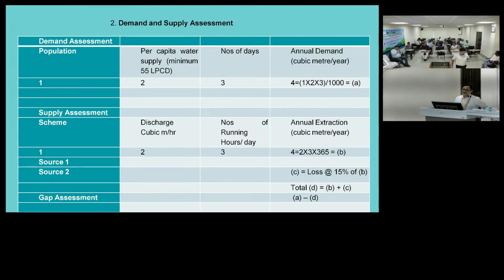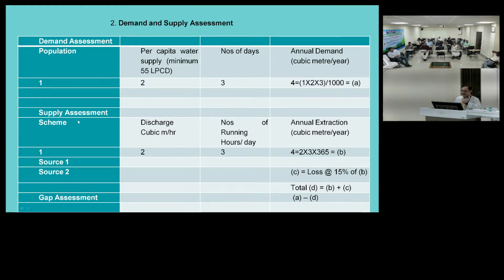Then demand and supply assessment, how we are doing. That is per capita; as per JJM we have to give 55 liters per day per capita, and the number of days required, we know for drinking water, is 365 days, we have to make supply. So annual demand will come by multiplying the number of population into per capita into the number of days. Then this is my demand.